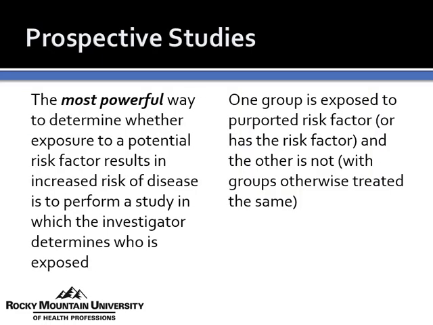Now, the prospective study is the gold standard. It's the most powerful way to determine whether the exposure to a potential risk factor results in that increased risk of the disease or the injury or the outcome of interest. So you've got one group that's exposed to a purported risk factor, or one group that maybe has the risk factor, and the other group doesn't have the risk factor.